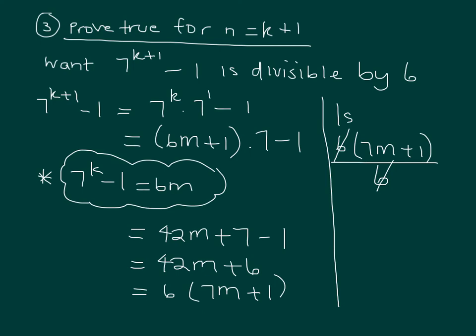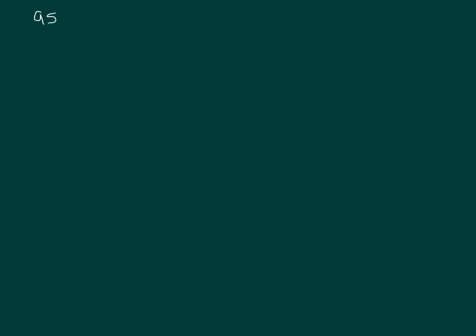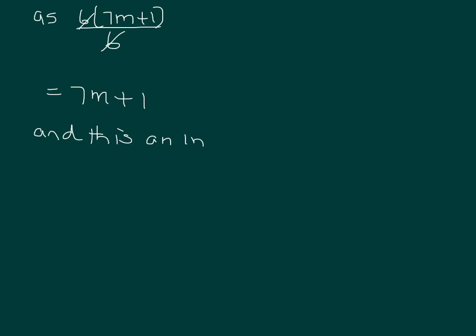So therefore you write, therefore, if n equals k plus 1, then 6 times 7m plus 1 is divisible by 6, as 6 times 7m plus 1 divided by 6 equals 7m plus 1, and this is an integer as m is an integer.